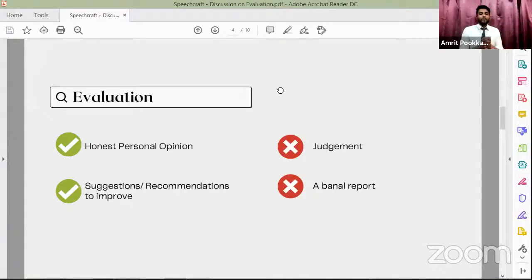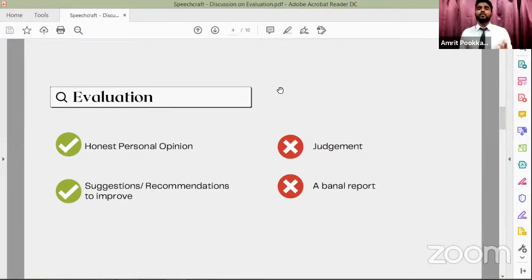Okay. Now, what is evaluation? What is not evaluation? Simply saying, or maybe in the easiest definition, it's an honest personal opinion. Okay, it's not a judgment at all. Like, we are not here to say, okay, now you do your speech, let me evaluate you. It's not like that. I mean, we are not here to judge anyone. We are here to support. We are here to give our feedback, and that is our personal feedback.